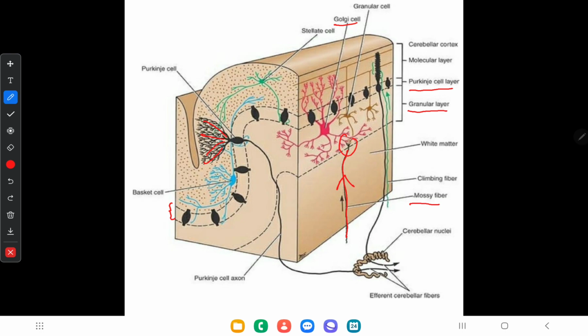These are the mossy fibers. You can see their axons. Their axons pass into the molecular layer and they bifurcate. Those are the 3 layers of the cerebellar cortex.